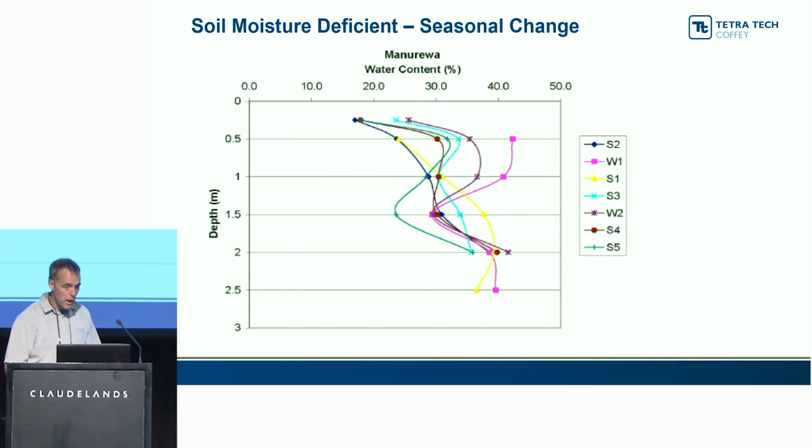As an idea of how much that moisture can change, this is in Manurewa in Auckland, the same site. Even down at 1.5 metres in the same location, we're getting like a 15% change in moisture. Near the surface it's over 20%. So these are big moisture changes, and these can have a huge impact on your results. In this case, it's natural soils, which can be quite different from fill or remoulded soils. But this would have a big impact on your expansive soils.